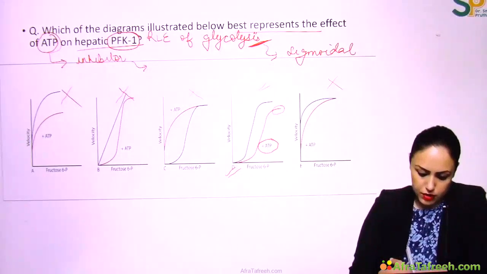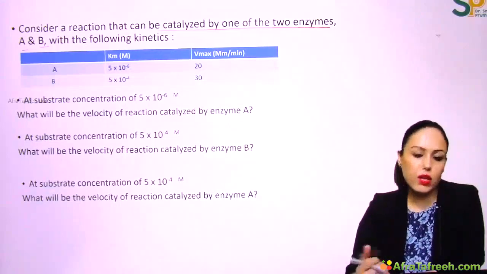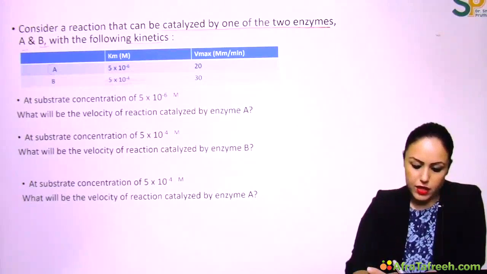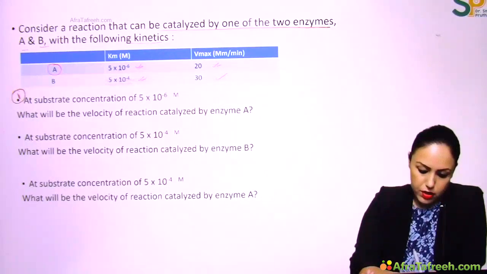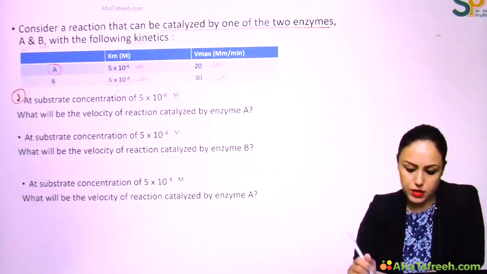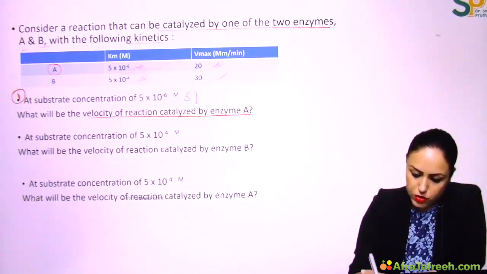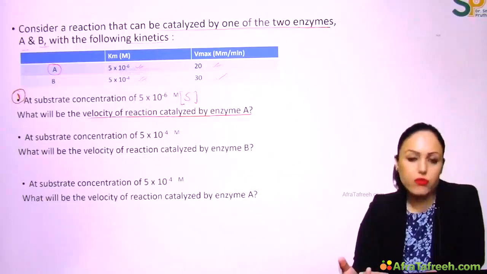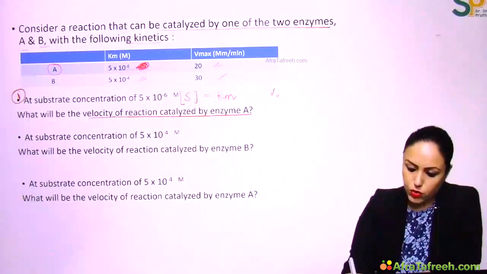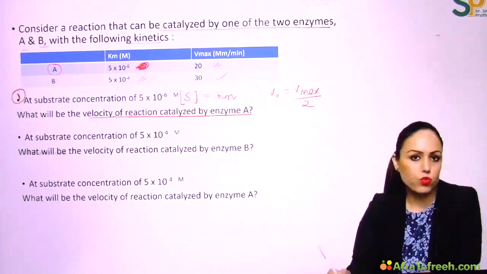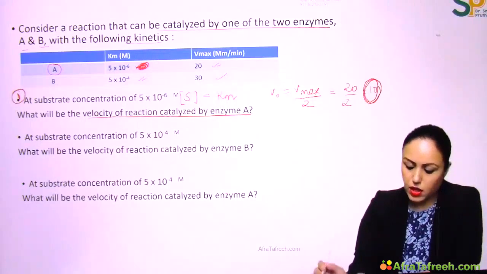Okay. Then next question. Consider a reaction that can be catalyzed by one of the two enzymes A and B. There is enzyme A, enzyme B, with the following kinetics. Enzyme A, Km is given, Vmax is given, and it is given for enzyme B also. So question number 1, at substrate concentration of 5 into 10 to the power minus 6, what will be the velocity of reaction catalyzed by enzyme A? So here substrate concentration is 5 into 10 to the power minus 6, and Km of this enzyme is also 5 into 10 to the power minus 6. So when substrate concentration is equal to Km, I told you velocity V0 is Vmax by 2. It is half of maximum velocity. So maximum velocity is 20. 20 by 2 is 10. So answer is 10 here, right?